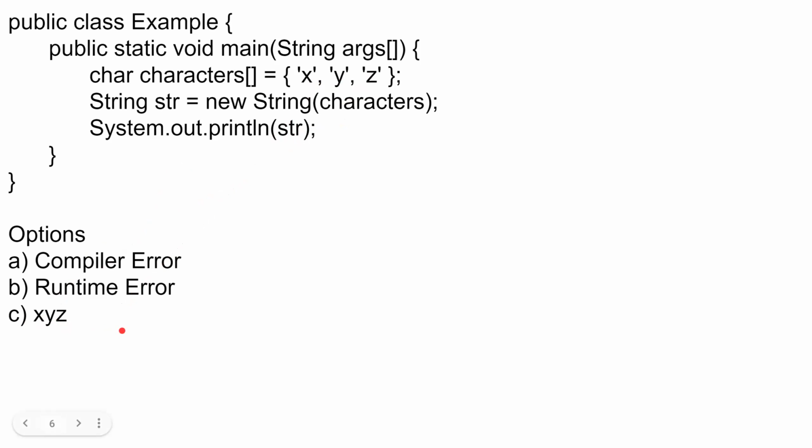So let me show you the output. The output is XYZ. This is because you will be able to construct a string with the characters array. There is a string constructor which accepts a characters array to construct the string. So it will construct a new string with X, Y, and Z, and it will print the output as XYZ without any issue. So that is all about this video.